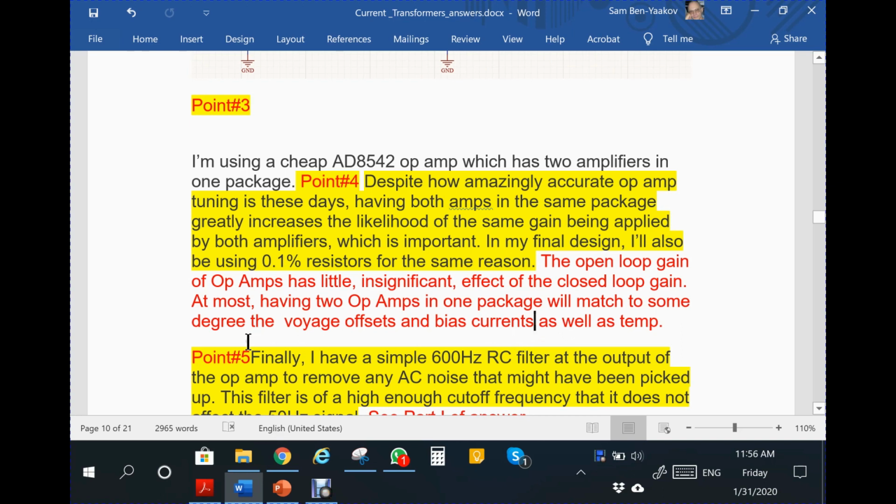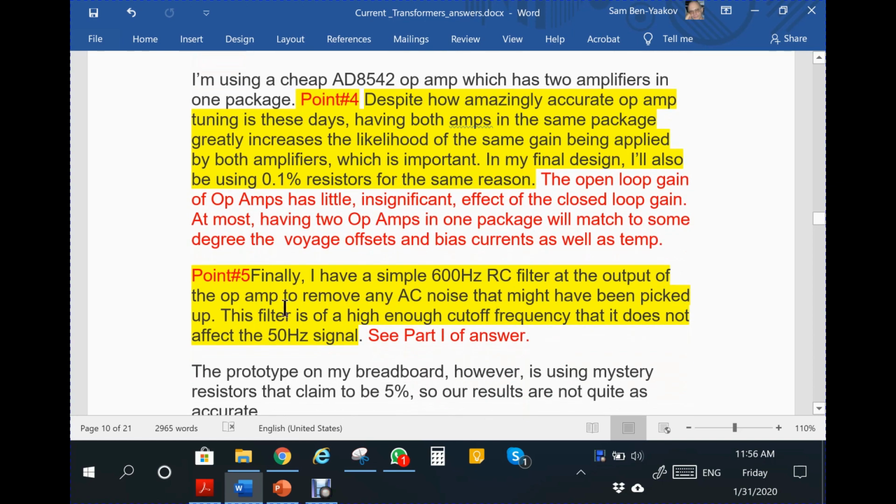Perhaps having the two amplifiers in the same package will do some matching of the voltage offsets, and perhaps bias currents, and certainly temperature will be equal for the two units, but it has nothing to do with the gain of the amplifier. The gain can change quite a bit in open loop, and you'll see very little effect in closed loop. Okay, so then we come to point 5.